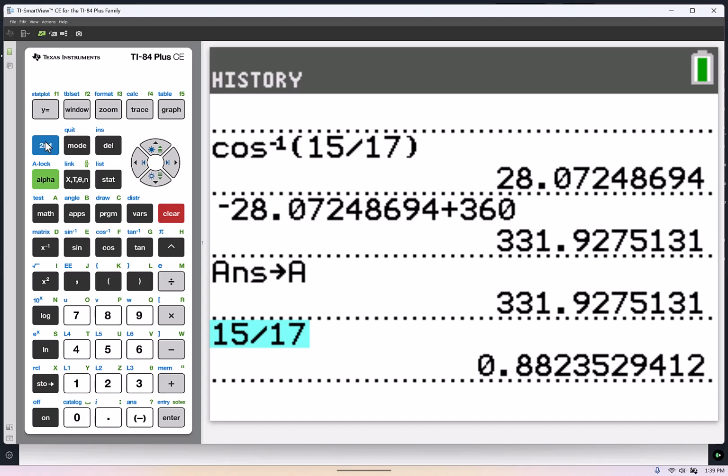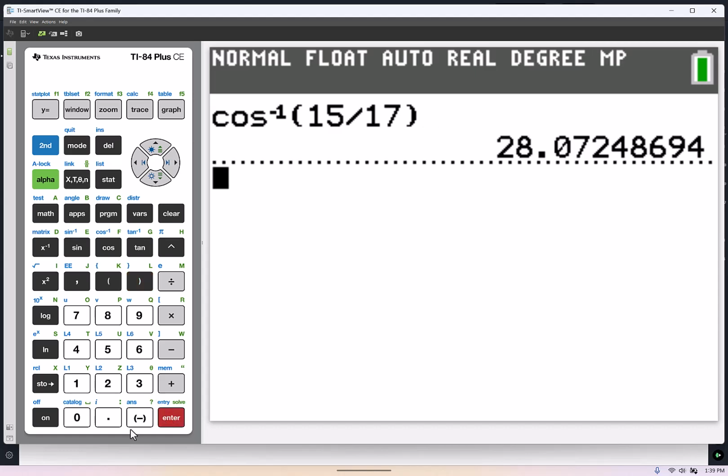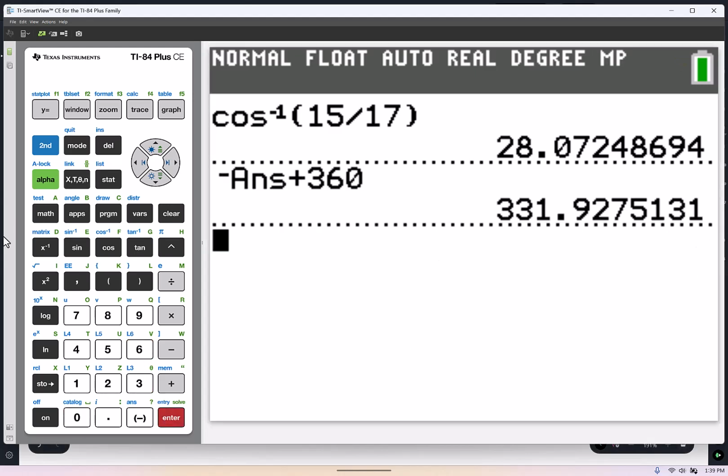If I would have done arc cosine, let me clear everything. Arc cosine of 15 over 17. And here's my angle. I'm going to put negative, and I'm going to say second answer. So now it's whatever's in the register of the calculator. And then look, check it out. Plus 360. This is going to make a big difference. Well, for me at least. So now here it is. Here's the angle. Store it to A.